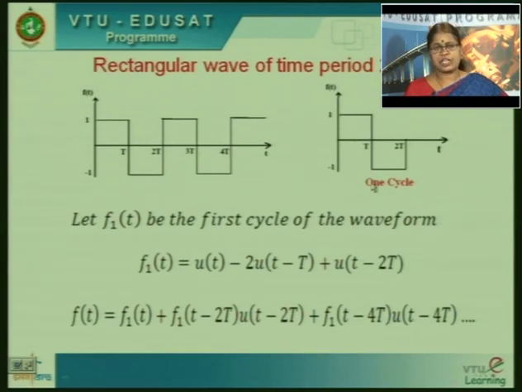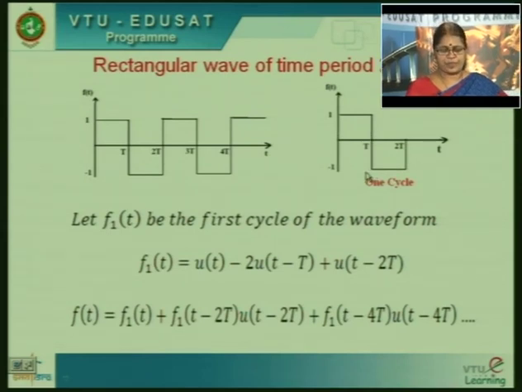So, if you write the equation for the first cycle of this waveform, you can write f1 of t as u of t minus 2 times u of t minus T plus u of t minus 2T. So, the sum of these three step functions results in a waveform like this. That is the function which describes the first cycle of your waveform.